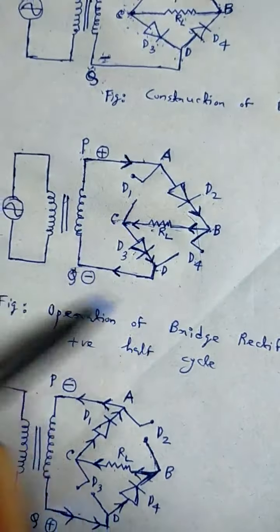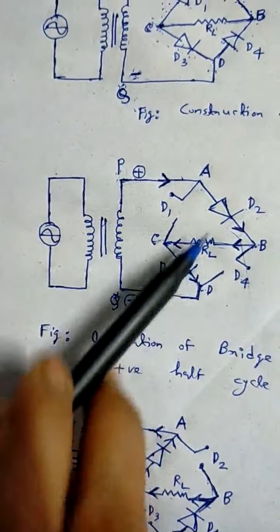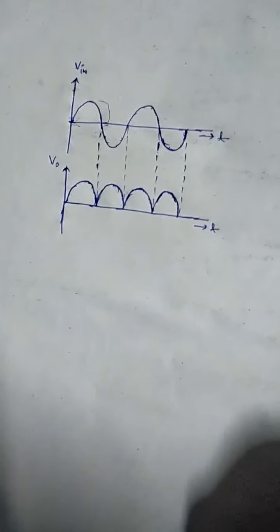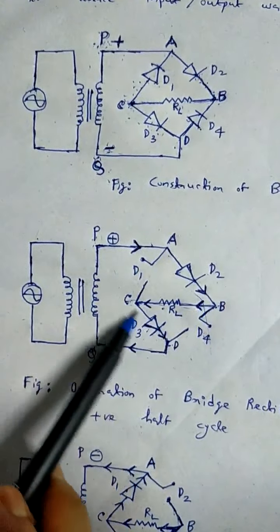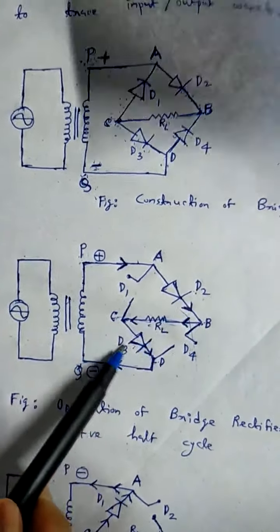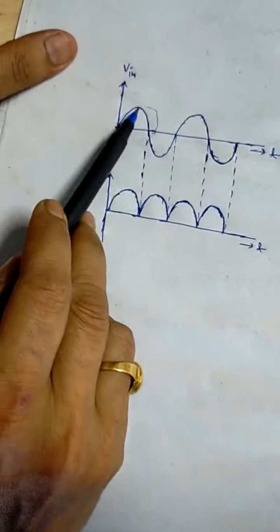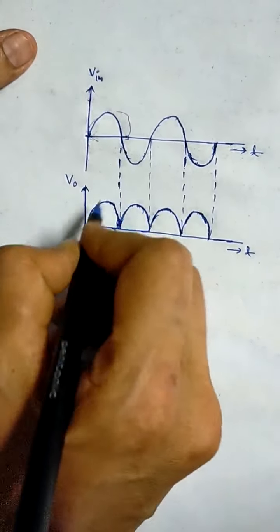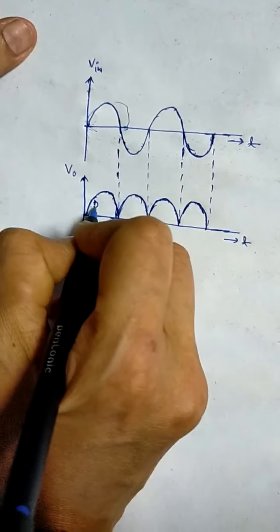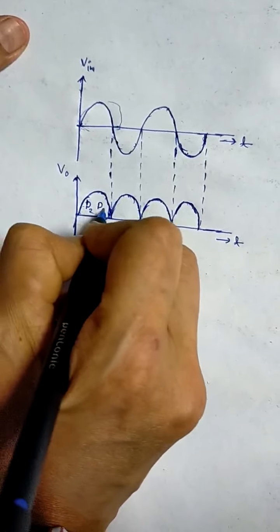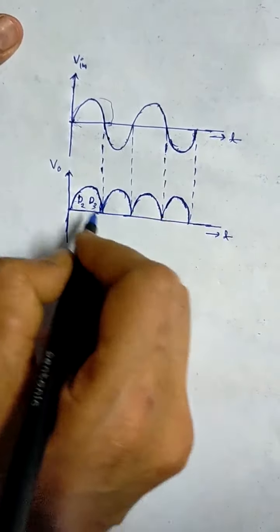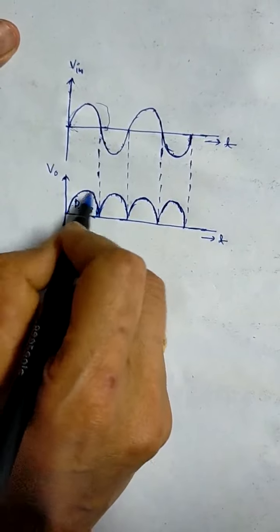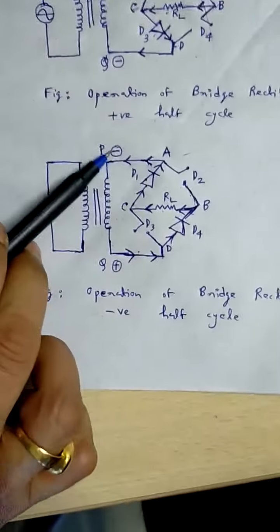So this I have shown during the positive half cycle. As we have seen, during the positive half cycle current conduction occurs due to the diodes D2 and D3. So during the positive half cycle of the AC signal, we will get the output across the load resistance. Because of the conduction of diodes D2 and D3 we are getting this waveform, that's why we can name it D2 D3.